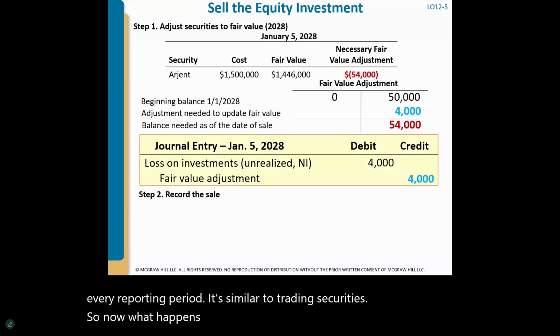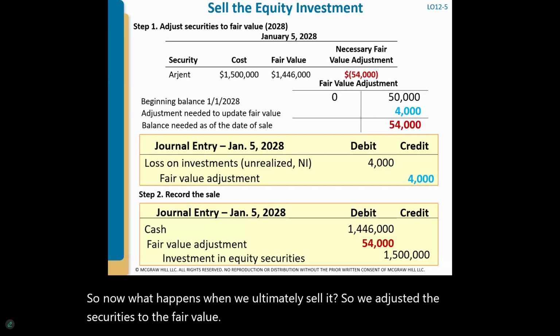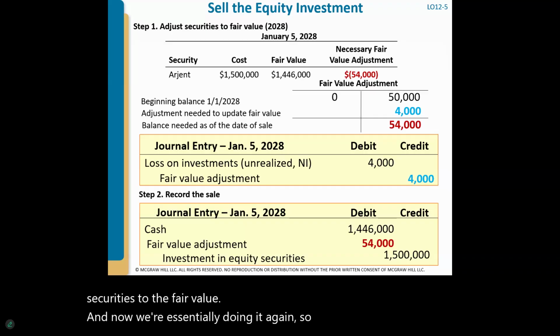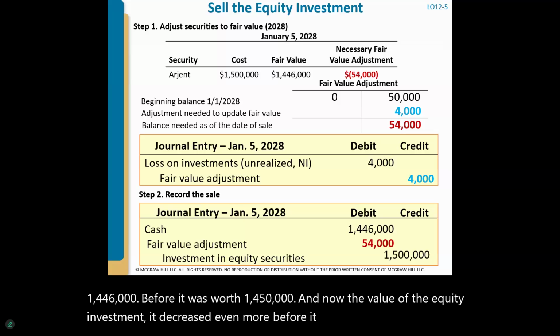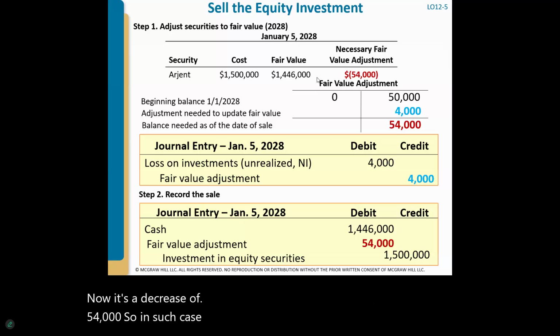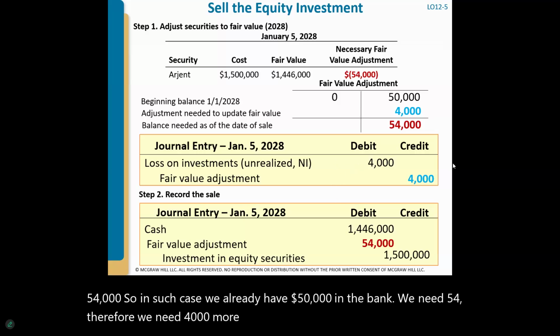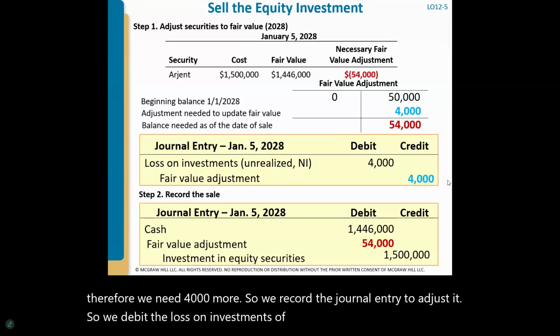So now what happens when we ultimately sell it? So we adjusted the securities to the fair value, and now we're essentially doing it again. So in this case, now it's worth 1,446,000. Before it was worth 1,450,000. And now the value of the equity investment decreased even more. Before it was a decrease of 50,000. Now it's a decrease of 54,000. So in such case, we already have $50,000 recorded. We need 54. Therefore, we need 4,000 more. So we record the journal entry to adjust it. So we debit the loss on investments of $4,000, and we credit fair value adjustment.